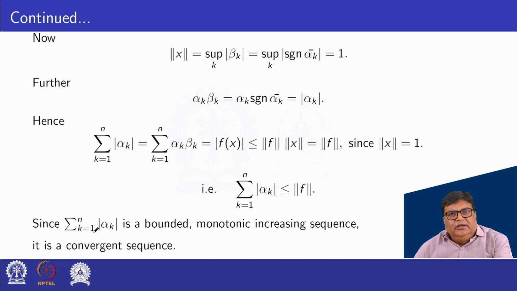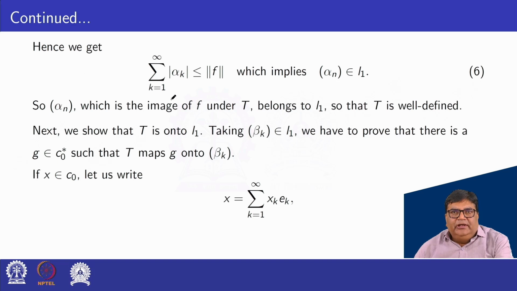Since for k equals 1 to n, the sum of mod alpha k is bounded and monotonic increasing, it is a convergent sequence. Hence we get summation k equals 1 to infinity mod alpha k less than or equal to norm f, which implies that alpha n belongs to l1. So alpha n, which is the image of f under T, belongs to l1, so that T is well defined.